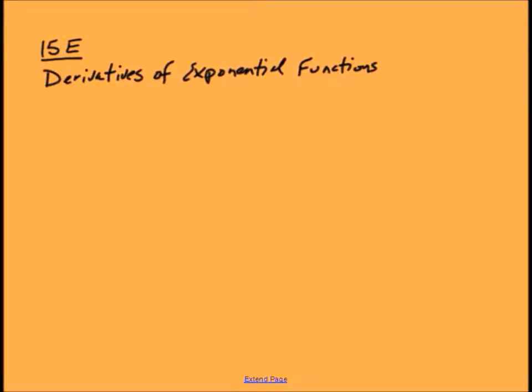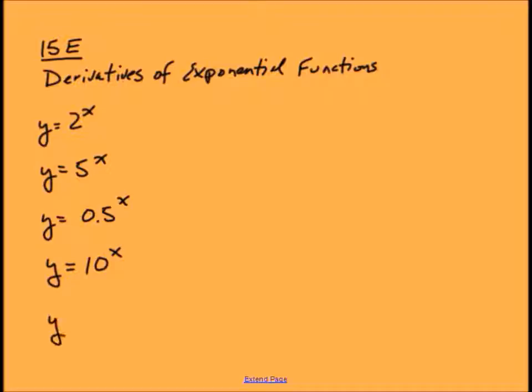So they are things like y equals 2 to the power of x, y equals 5 to the power of x, y equals 0.5 to the power of x, y equals 10 to the power of x, and so on. We could have various transformations of these exponential functions, but we will just look at a simple exponential function with a base and the exponent x. And we have our very special one, the natural exponent, y equals e to the power of x.